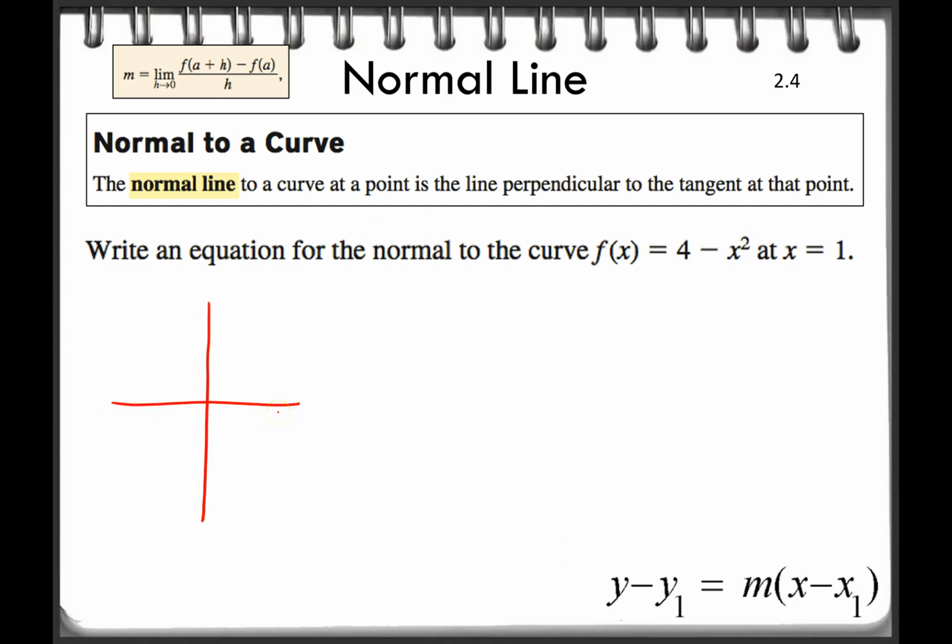Let's go ahead and say we've got the graph 4 minus x squared, which is kind of the situation that's given to us above. That looks like this. And then we've got our x equals 1. And we've got some sort of tangent line. So the normal line is going to be perpendicular to that green line. In other words, it's going to look something like that. We've got a perpendicular. So this blue line right here is the normal line.